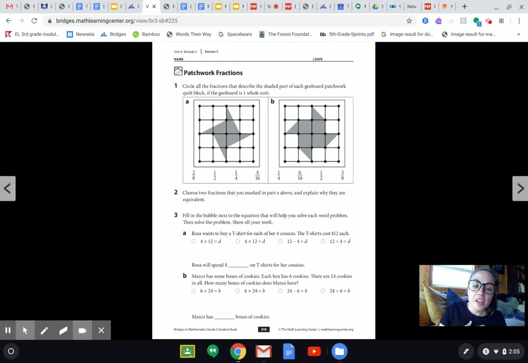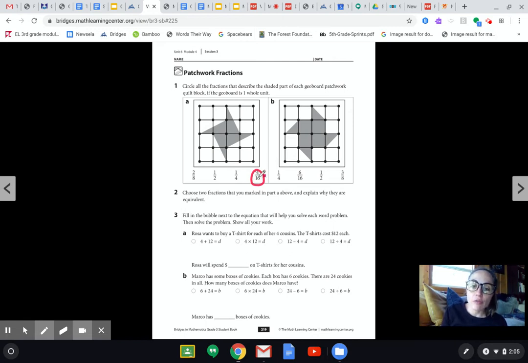Hey boys and girls, here are your corrections for page 219 in your workbook. So taking a look at A and B, we need to circle the fractions that match what's going on in the GeoBoard patchwork quilt block. For this one, I know there's 16 squares in here. So I'm probably going to start off by saying, okay, I know there's 16 squares within this shape in the GeoBoard. So I'm going to go ahead and circle the one that already has the 16.